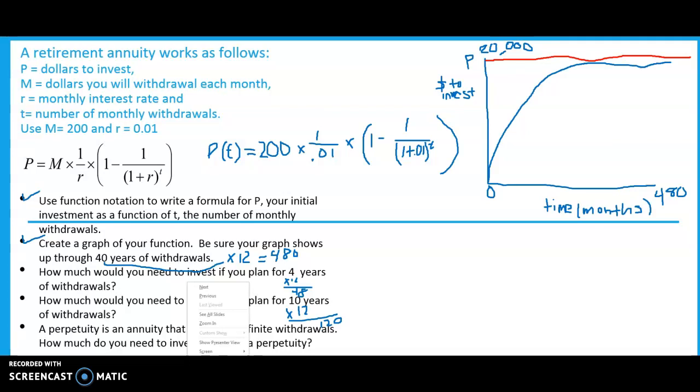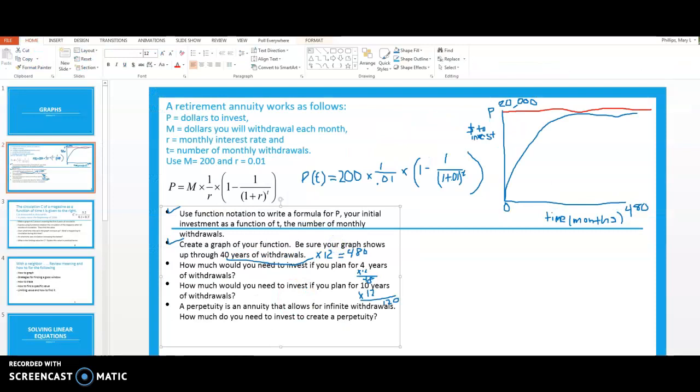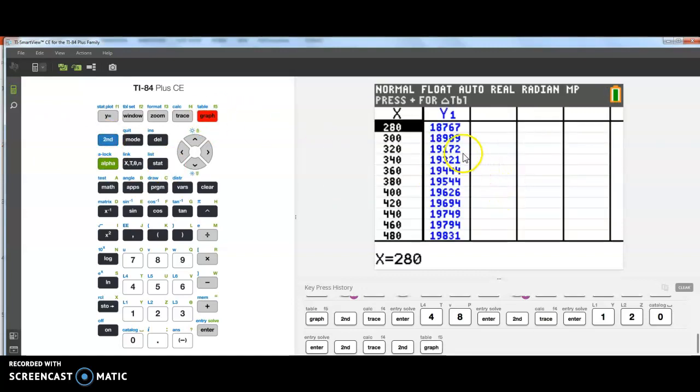So if I go to my calculator, I want to look in the table. So I'm going second and the graph button to get to the table. And we can see here that by 480, it's getting close to 20,000. We had rounded that up to 20,000. If I continue to scroll down, I can see it continues to get closer to 20,000. But what I really want to know, does it ever go above 20,000, or is that glass ceiling, that maximum amount?